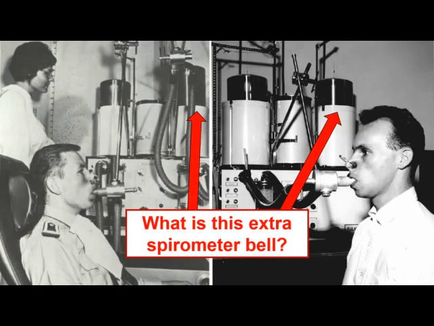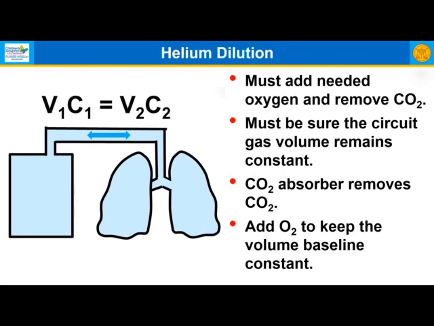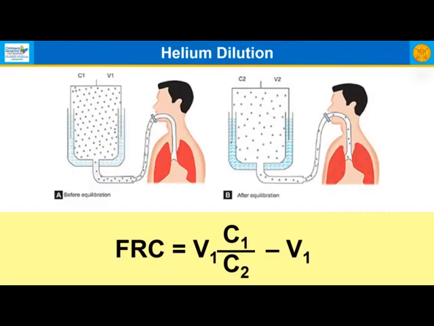So what is this extra spirometer? What's this extra bell? Well, the amount of gas in the system must remain constant. So if you're breathing from the system for 7 to 15 minutes, you remove oxygen and add CO2 to the circuit. You must add the needed oxygen back and remove the CO2. So you need to be sure that the circuit gas volume remains constant. So a CO2 absorber removes CO2 and you add oxygen to keep the volume baseline constant. And so this extra bell is the oxygen reservoir. And again, now that we've kept the overall volume constant, this equation is valid and we can measure FRC.